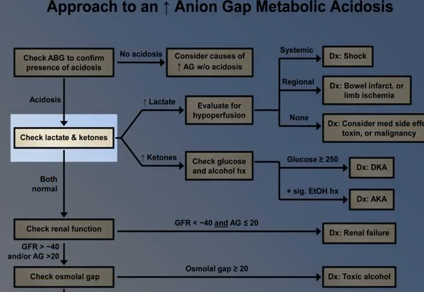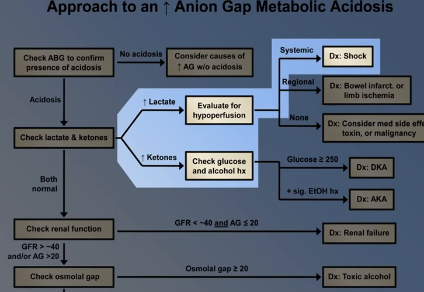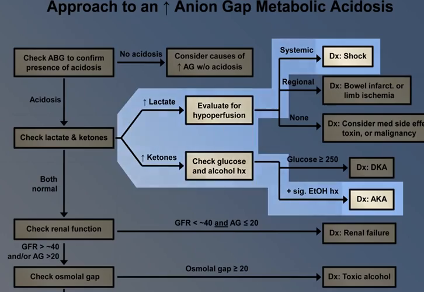Returning to the flowchart, we'll go down both paths simultaneously. For the elevated lactate, his severe hypotension is consistent with systemic hypoperfusion from shock, and his alcohol history is consistent with alcoholic ketoacidosis.